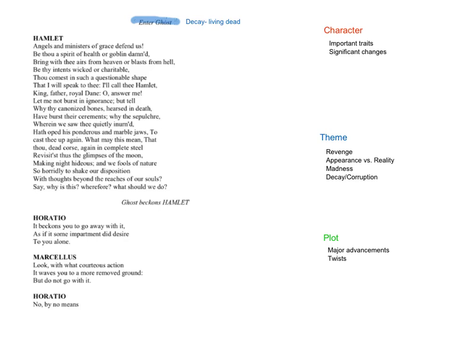Angels and ministers of grace defend us. Be thou a spirit of health or goblin damned. Bring with thee airs from heaven or blasts from hell. Be thy intent wicked or charitable. Thou comest in such a questionable shape that I will speak to thee.